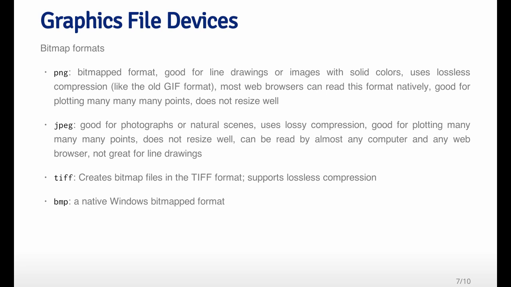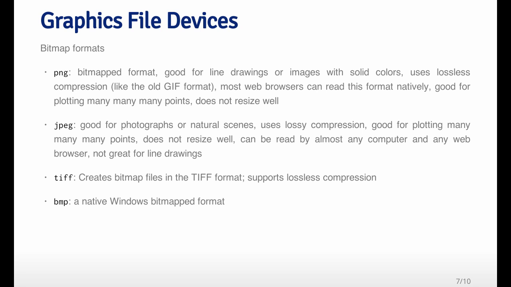It uses a lossless compression algorithm so that the file sizes tend to be small, and pretty much every web browser can read PNGs now. So they're good for web-based plots. JPEG you might be familiar with if you have a digital camera. They're very good for things like natural scenes, which don't have solid colors but have lots of gradients of color. It uses a lossy compression algorithm, so the file sizes are very efficient and very small.